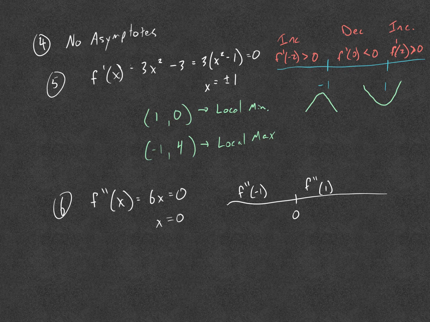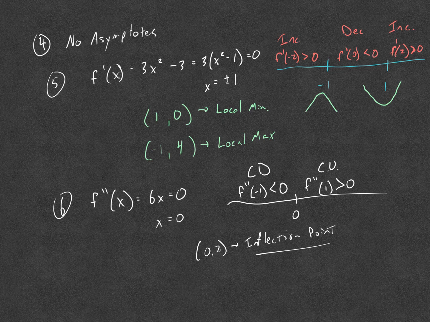6 times 1 is positive, so we are concave upward. 6 times negative 1 is negative, so we are concave downward. All right, and 0, what was my y-coordinate for 0? I got it earlier. Oh, that's right. 0, 2 is an inflection point. Inflection point. There we go. Okay. Whoa, lots of work.